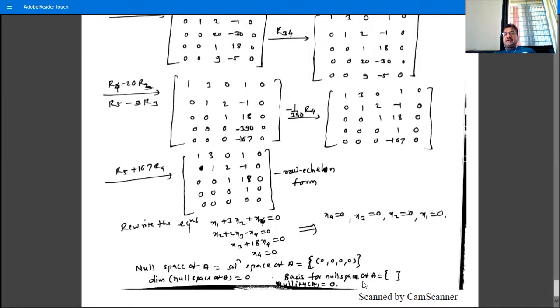What is the basis for the null space of A? It is the empty set, right? Phi, not the singleton 0. This is the basis for the null space of the matrix. And what is the nullity of A? It is 0. That is, the dimension of the null space of A is 0, and therefore the nullity of A is 0. This is the zero space, containing only one vector, 0. The basis for this vector space is the empty set, and therefore the nullity of A is 0.